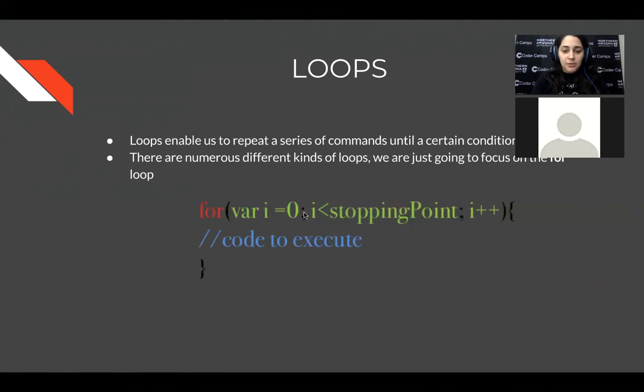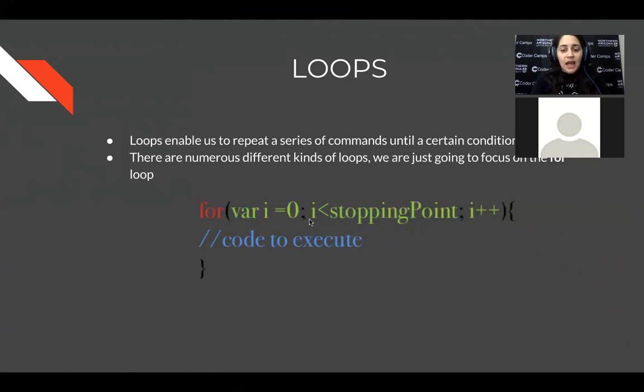And they're separated by semicolons. The first is declaring a variable that's going to represent your index. So most commonly you'll see i. It doesn't have to be i. You can call it whatever you want, but you just see i because that's short for index. So we're declaring a variable i, and we're setting it equal to 0 because that's where we want our index to start.